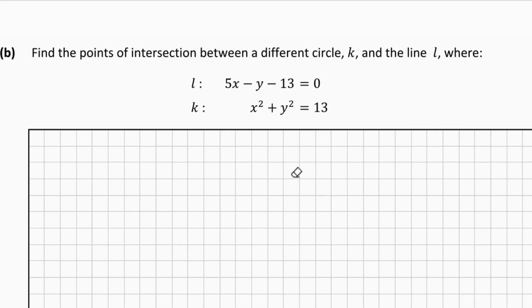Part number B here. Oh my God, can you believe it? Me old flower, me old friend.